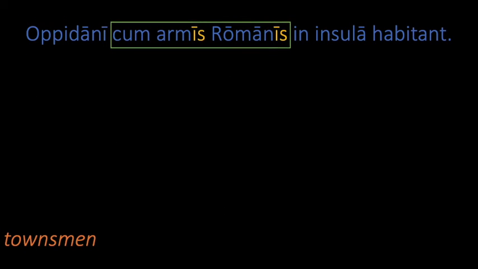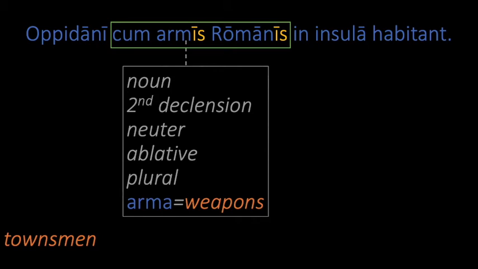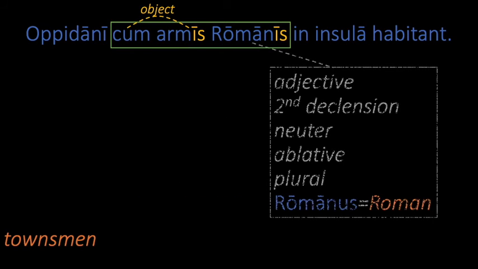Cum armis Romanis is our next phrase. Cum is the preposition meaning with. Cum takes the ablative case. We find a word in the ablative case in armis. Armis is from the base arma, which exists only in the plural, kind of like the English word pants. The word means weapons and is the object of cum. Romanis is used here as an adjective, and it expresses an attribute of armis, with which it agrees. That gives us with Roman weapons for the phrase.